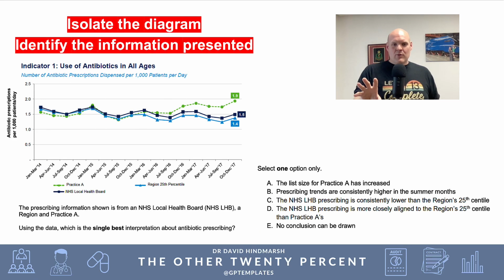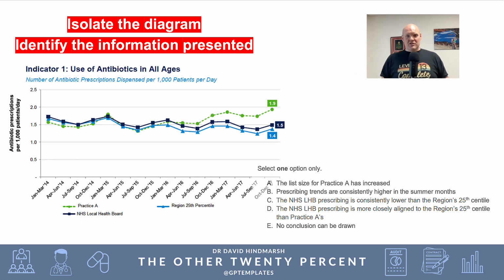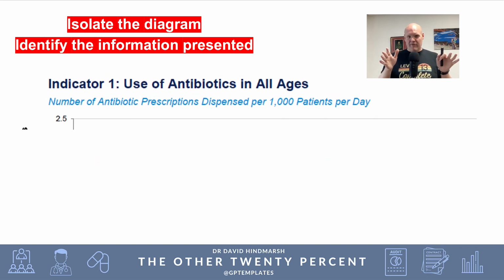So in this question, we're looking at use of antibiotics in all ages, and the prescribing information shown is from the NHS Local Health Board, NHS LHB, region and practice A. Using the data, which is the single best answer? So you've got this load of squiggly lines, and a load of answers which don't make sense. So the first thing we're going to do is get rid of the answers because they just upset us, and really focus in on what information we've got.